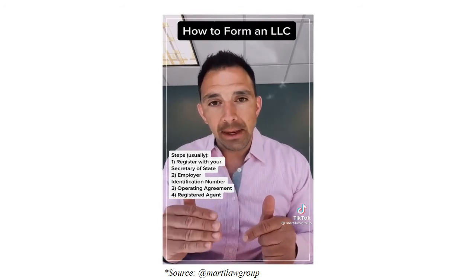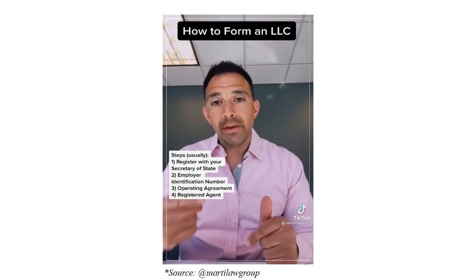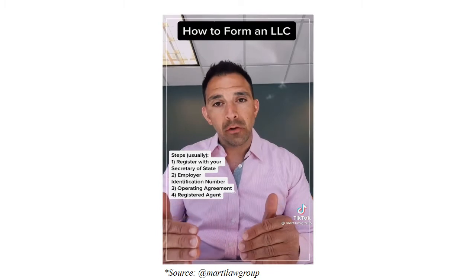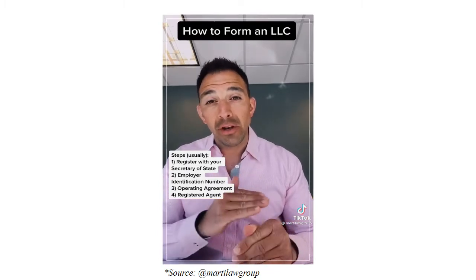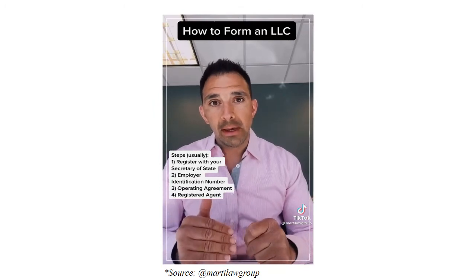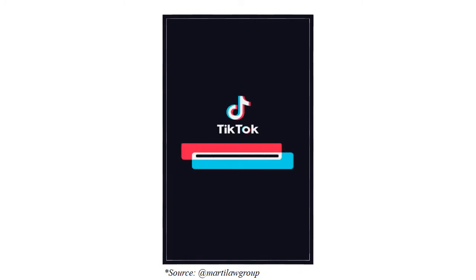Second, an EIN, Employer Identification Number. That's a federal number that allows you to file taxes, open a bank account. Third, you're going to want some sort of operating agreement, partner agreement. Even if you're operating solo, you want to have an attorney draft something, put it in place, okay? And then there's something called a registered agent. Look into those things, we're happy to help.